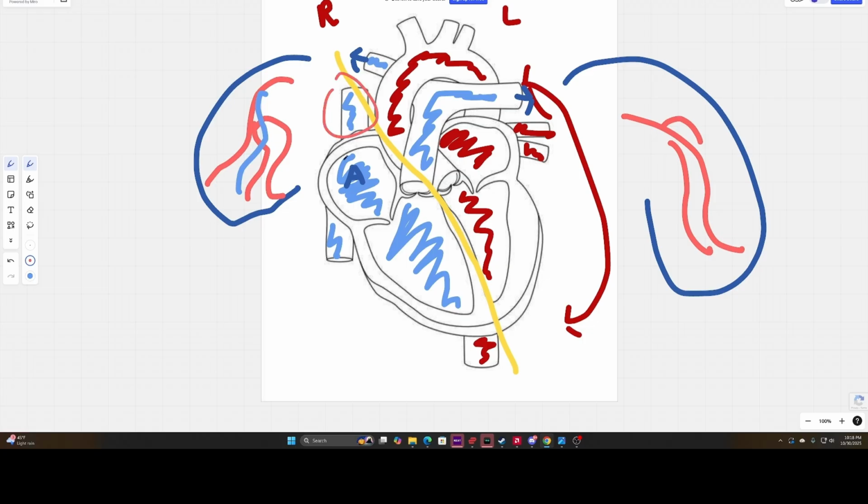So the superior vena cava and inferior vena cava, they're just really thick veins. So don't get size mixed up. Don't get it being red mixed up. It's vein and artery. That's all that matters.